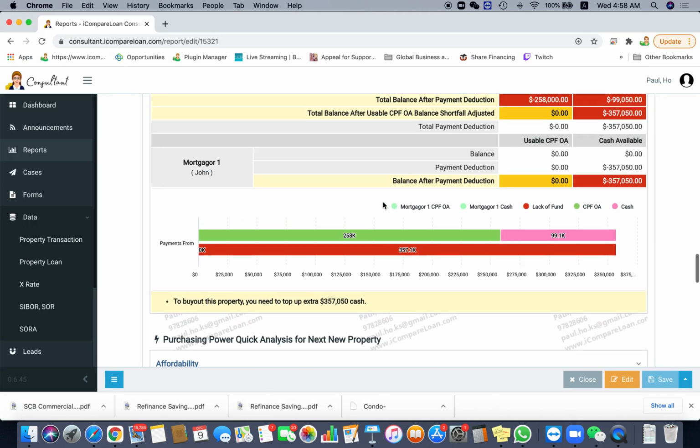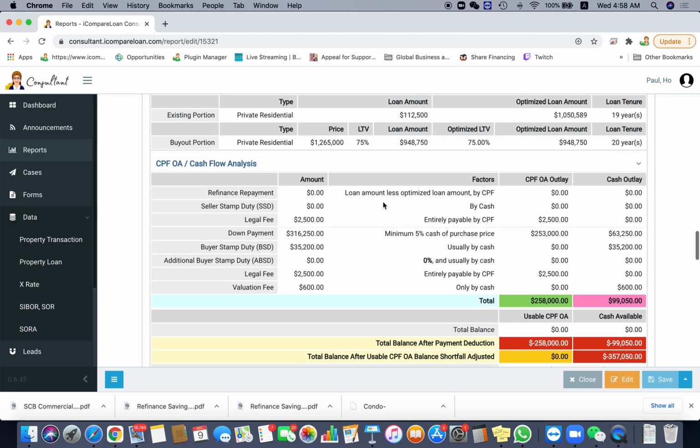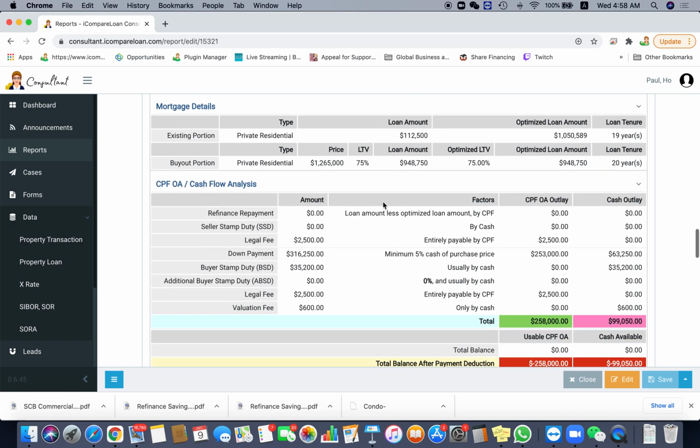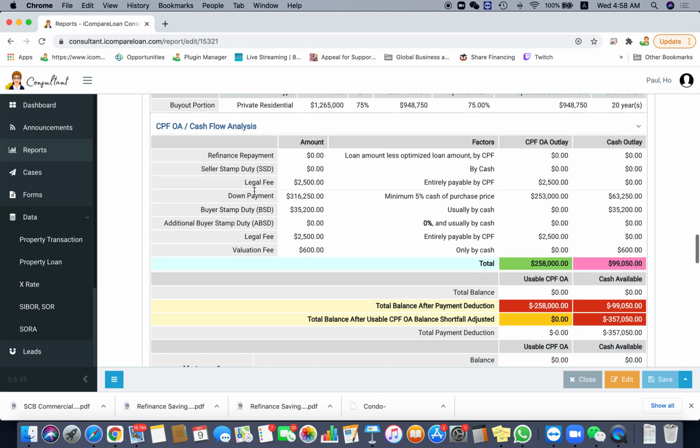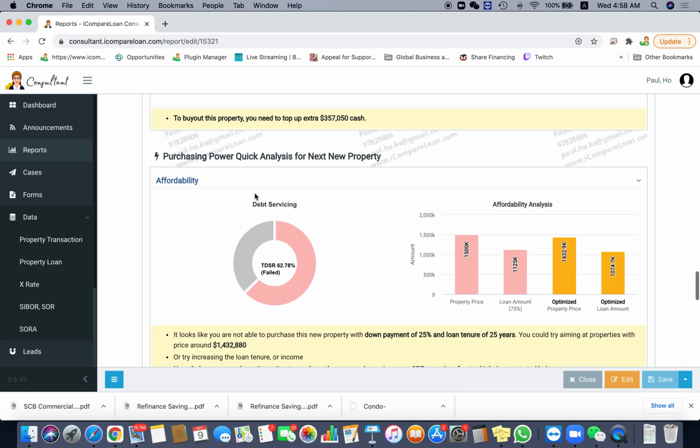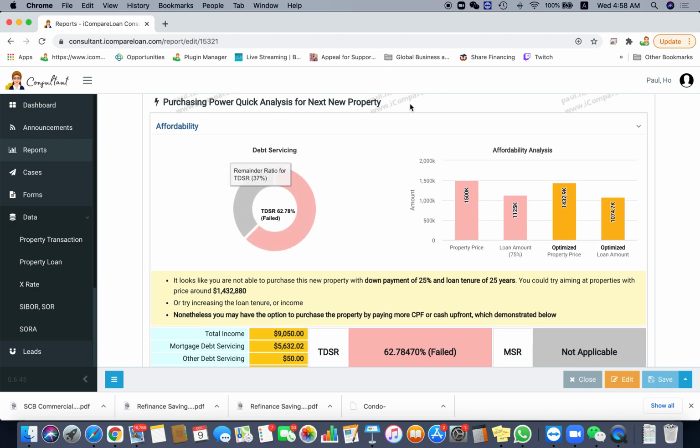All right, let's have a quick look. Earlier we spoke about the cash flow analysis of the buyer of the decoupled property, right? The existing portion and the buyer portion, the cash flow analysis, and so on. And now we look at the purchasing power quick analysis for the next new property. So in this case, we just call her Mary, after being decoupled, buying the next property.